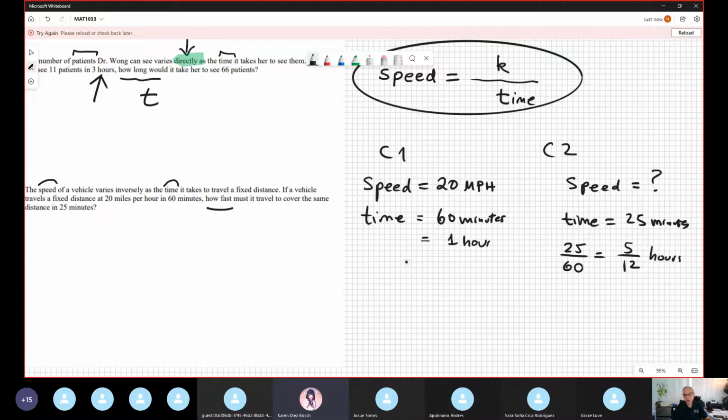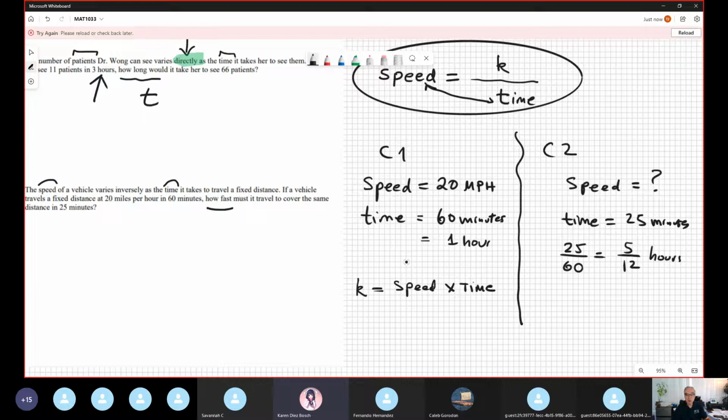Okay. Now, what should I do? Well, I know the formula is inversely proportional. Okay. I need to find the constant. For using the condition 1, everything is given. The constant K is the multiplication of the speed by the time. How do you know? Because it's cross multiplication.